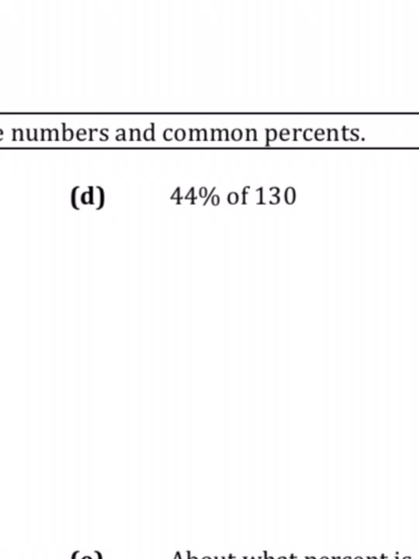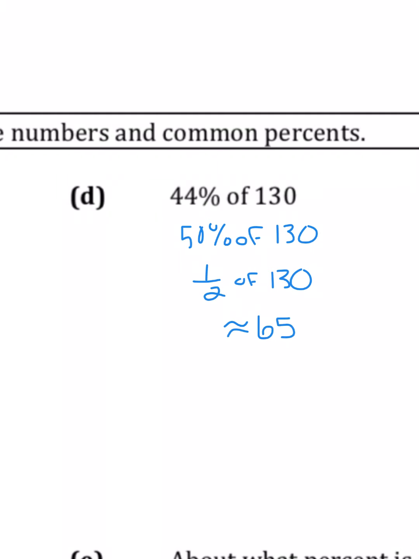On letter D, 44% of 130. Now this is a bit of a stretch, but that's fairly close to 50%. So that would be a half. And half of 130 is just 65. So we'd say approximately 65.